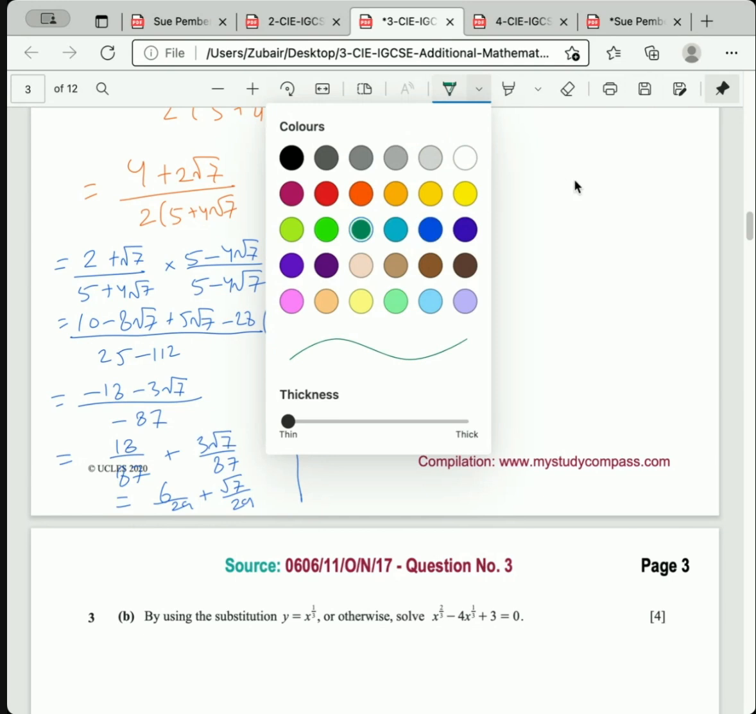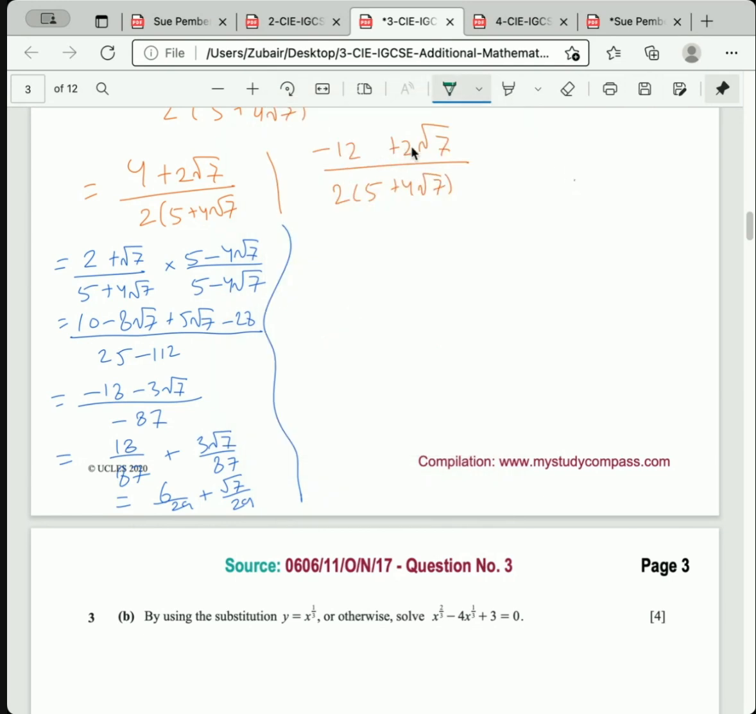And rationalizing the second one. Again, taking out common 2 in the first one gives minus 6 plus root 7. 2 cancels out with the denominator. 5 plus 4 root 7, multiplied by 5 minus 4 root 7 over 5 minus 4 root 7. 6 5s are 30, plus 6 4s are 24. 24 into 7 is 168.